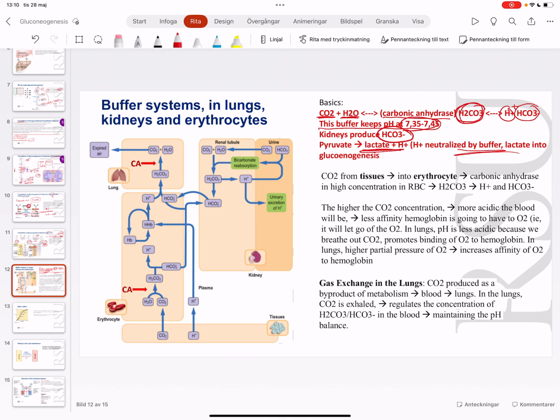Okay, where does this carbon dioxide molecule come from? It comes from the tissues due to cellular respiration. The carbon dioxide will diffuse into the blood system. There, it will react with water, and together with carbonic anhydrase, it will form carbonic acid.